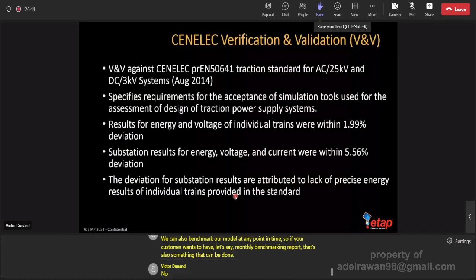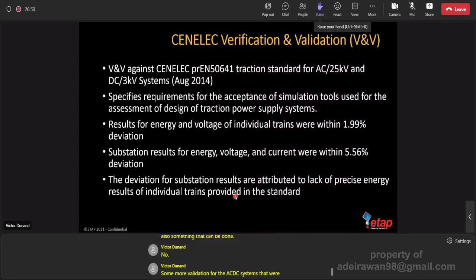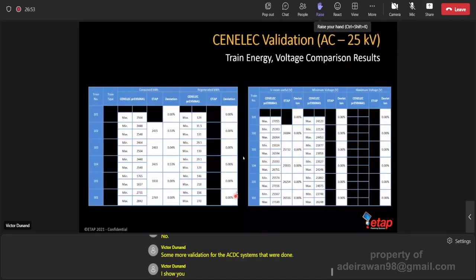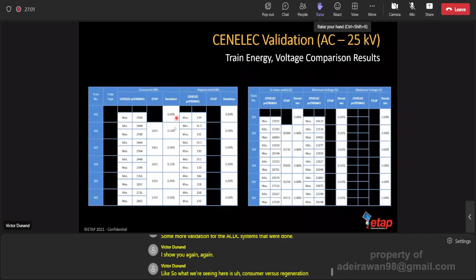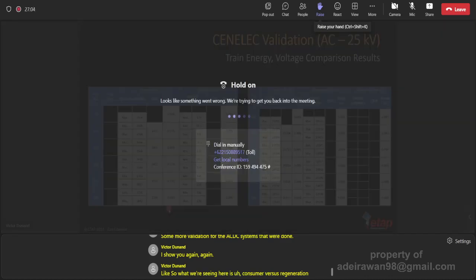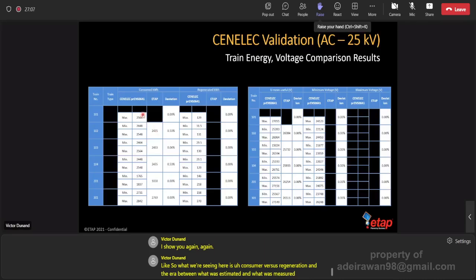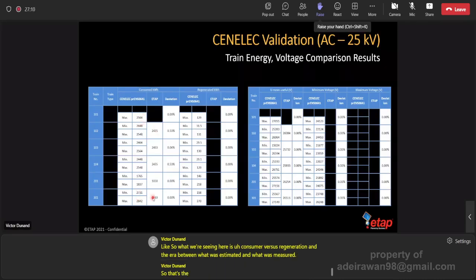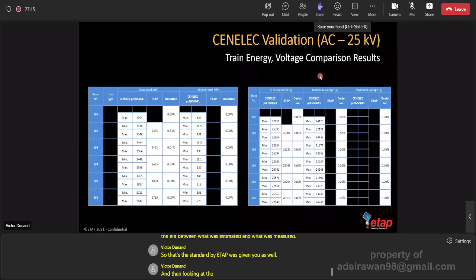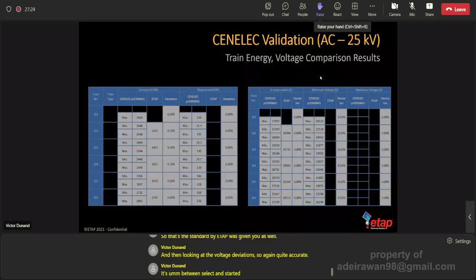Now, some more validation for the AC and DC systems that were done. I'll show you again Senelec. So what we're seeing here is consumer versus regeneration and the error measured. So that's the standard that ETAP has given you as well. And then looking at the voltage deviations. So again, quite accurate between Senelec and standard.